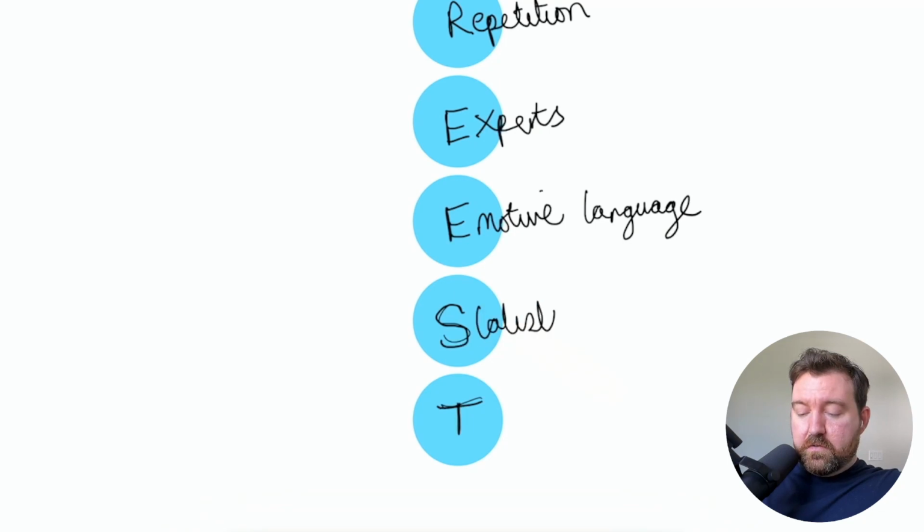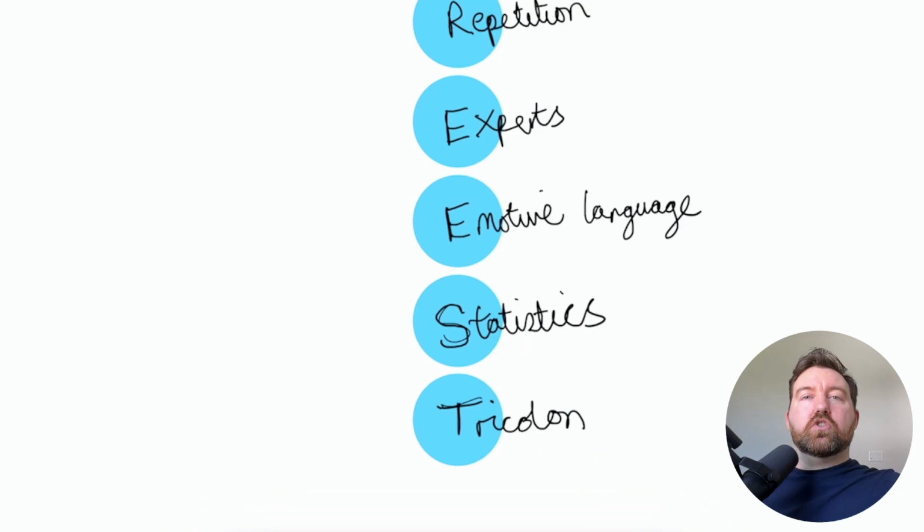Finally, last two, you've got statistics. Statistics help back up your ideas. And tricolon. Tricolon can be really good for a speech, especially towards the end of the speech when you're trying to come to the ending arguments and sum up your ideas. And again, tricolons can be really memorable as well.